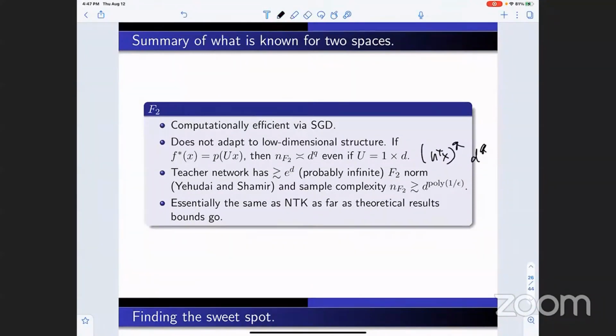A teacher network with a single ReLU has something like exponential, actually probably infinite, F2 norm. But if you truncate, willing to tolerate some inaccuracy, it's something like exponential in d over epsilon squared. And for sample complexity, the best result I know of is something like d to the 1 over epsilon to some power. And as far as statistical results go, F2 and NTK all behave similarly. All of my comments here apply to NTK also. NTK just ignores low dimensional structure.